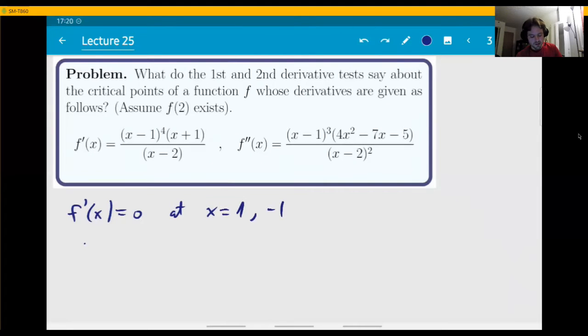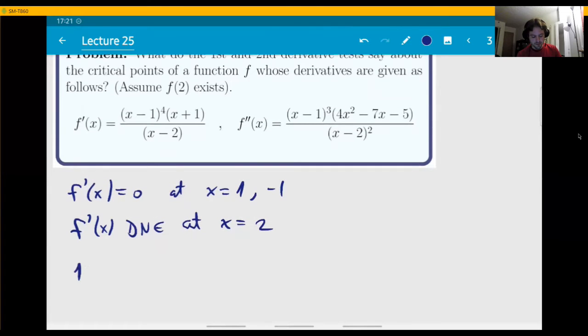And also it does not exist at x equals 2. Remember that this is what critical point means. Either f prime is 0 or does not exist. So we're going to need to analyze this function at those three locations, those three critical points. First, let's use the first derivative test. According to this test, what we have to do is understand the sign of f prime both before and after each one of these points.